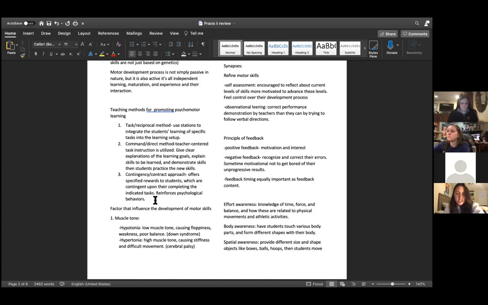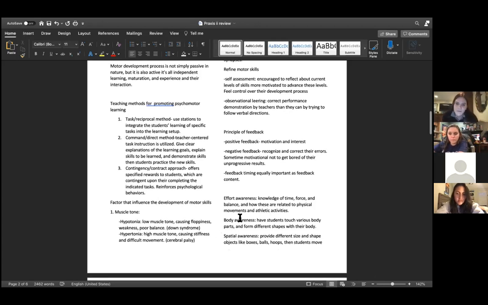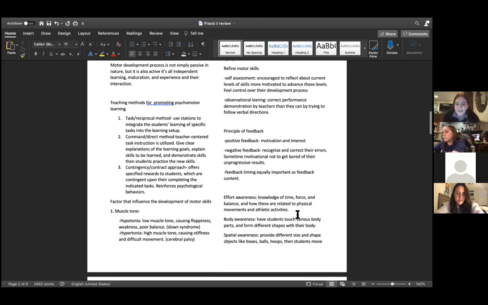Observational learning: correct performance demonstration by teachers, then students can try to follow verbal directions. Principle of feedback: positive feedback builds motivation and interest. Negative feedback helps them recognize and correct their errors, and is sometimes motivational so they do not get bored of unprogressive results. Feedback timing is equally important as feedback content. Effort awareness: knowledge of time, force, and balance, and how these are related to physical movements and athletic activities.